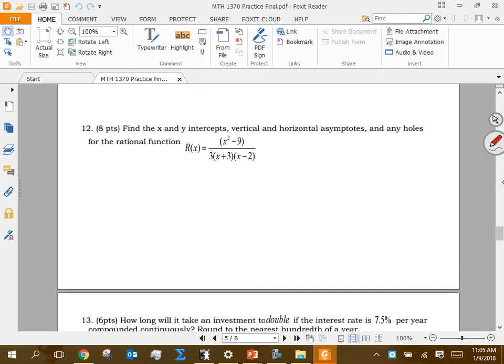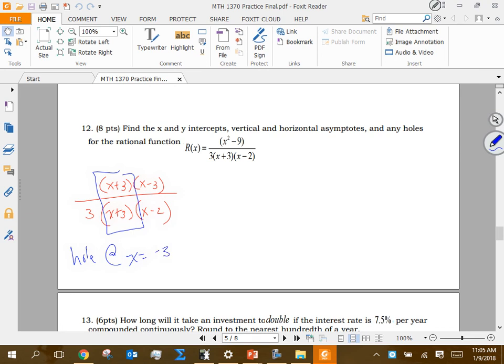Number 12 asks you to find all x, y intercepts, vertical and horizontal asymptotes, and any holes. So the first thing you've got to do is factor this. The top is (x plus 3)(x minus 3), the bottom is 3(x plus 3)(x minus 2). Remember, first thing you want to do is look for common factors. That's a common factor, so it gives me a hole. So I have a hole at x equals negative 3.